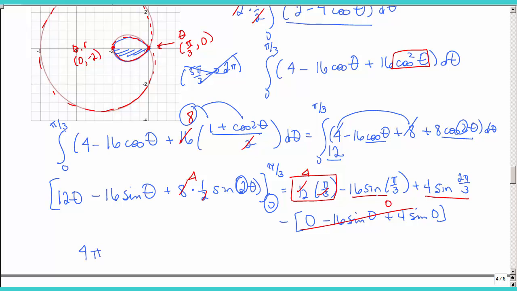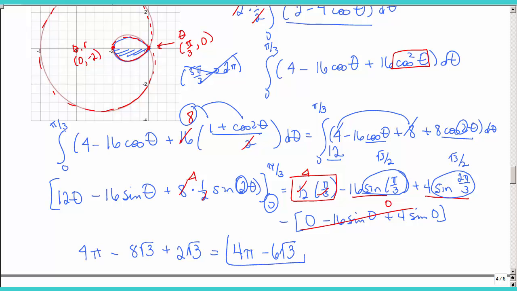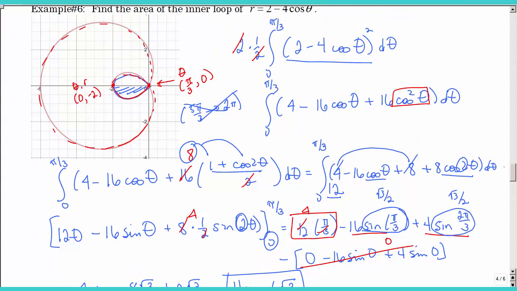The sine of pi over 3. What is the sine of pi over 3? That's the square root of 3 over 2 times our negative 16. So that's going to be minus 8 times the square root of 3. The sine of 2 pi over 3 is also the square root of 3 over 2 times the positive 4. It's going to be plus 2 square root of 3. So our final answer is 4 pi minus 6 times the square root of 3. So on this one you just have to be very careful about your limits of integration.